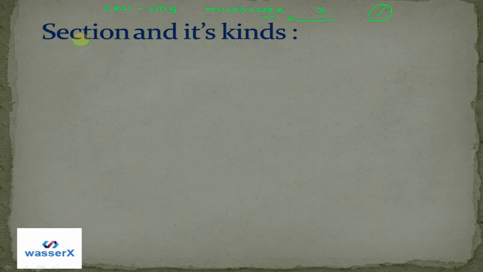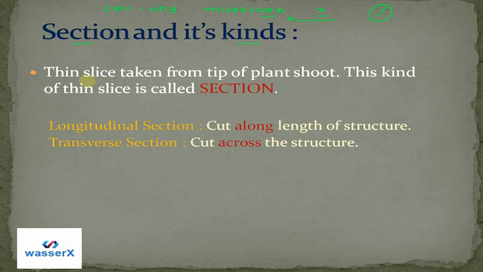So now let's see what a section is and what are its types or kinds. So first we can say that this thin slice, if this is my plant, then I will take a thin slice of it. This is too thick, but let's say this is like this thin slice which is taken from the tip of the plant shoot. And this kind of thin slice is called a section. So if I ask you in the exam to define section, you can define it as a thin slice taken from the tip of the plant shoot. Now sections are of two types. Which types?